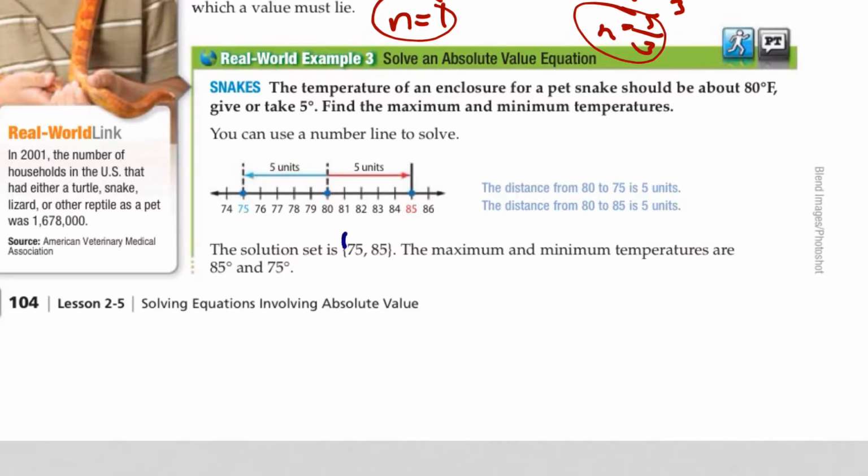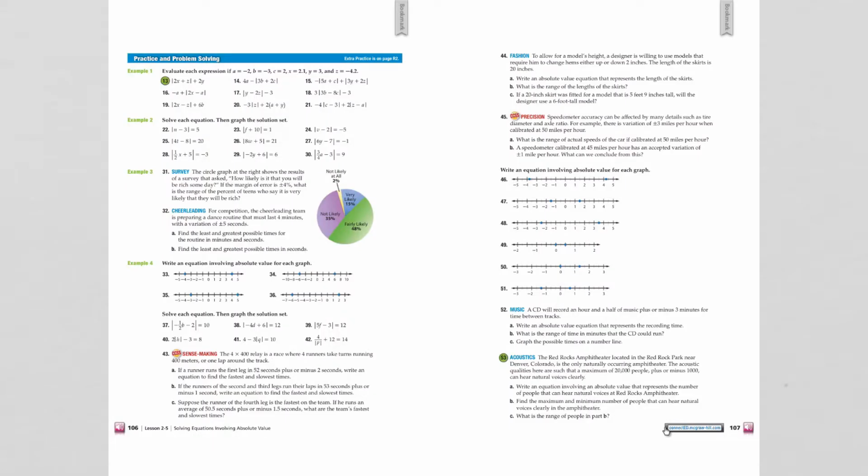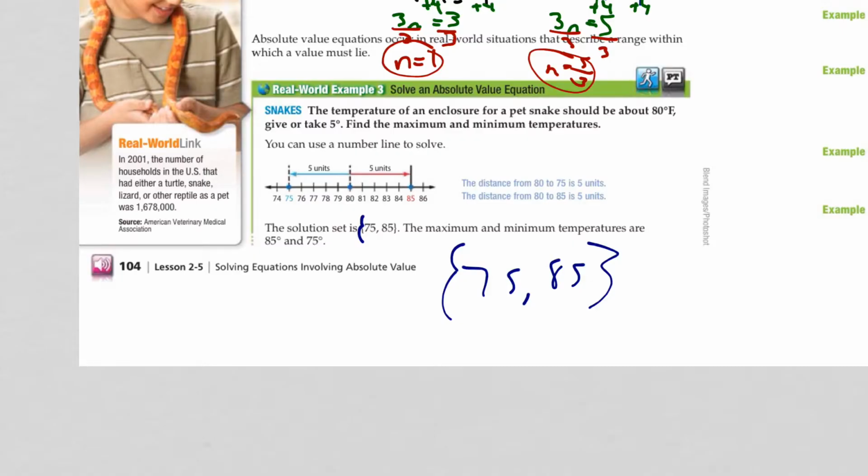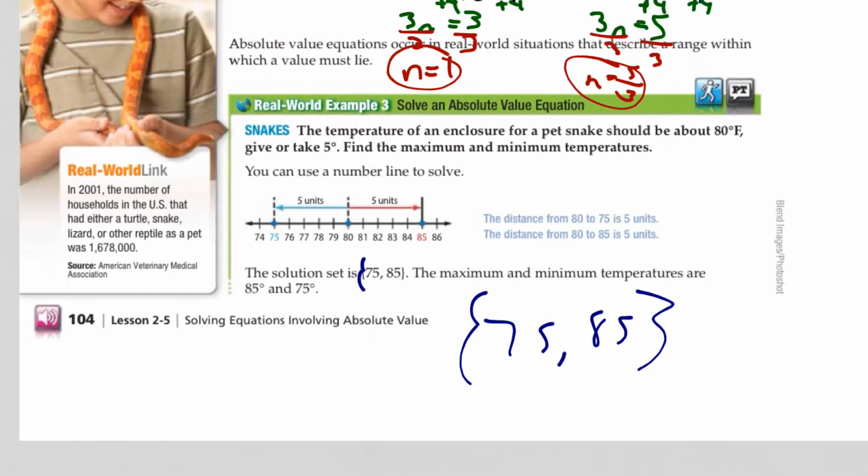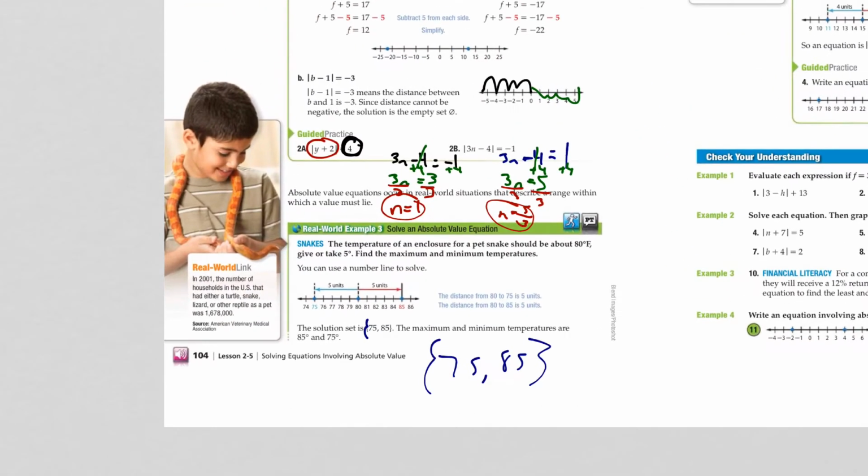Notice that that one's brackets. So bracket 75, comma 85 is saying that the 2 answers, or the range that I can do, is from 75 to 85. Alright? So is there a guided practice for this? Nope, they don't. It's just one of those ones that, if it's about range, guys, for distance, it's about range.